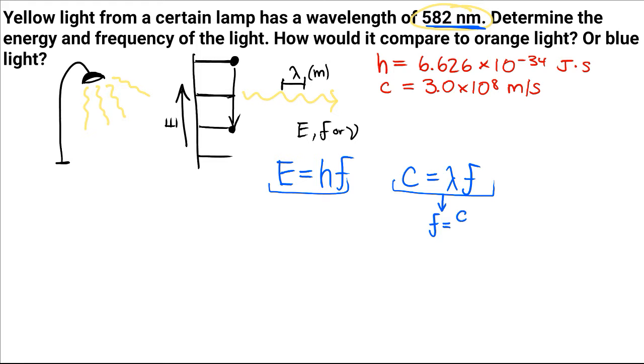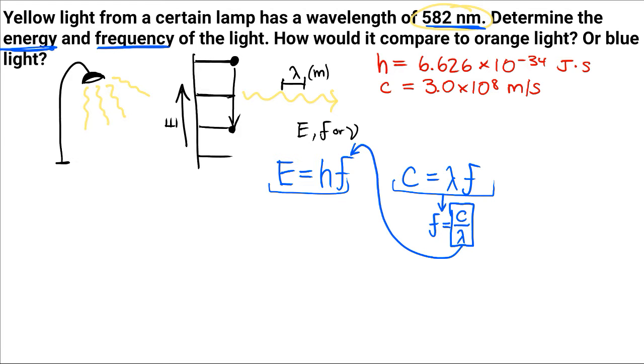c over lambda. I know the speed of light, and I know the wavelength of that light, but the wavelength is not quite in the unit I want it in. But even then, I'm going to substitute the equation for what f is equal to, which is c over lambda, into where f is in the first equation, because I want to find the energy and also the frequency. And I'll be killing two birds with one stone when I do that.